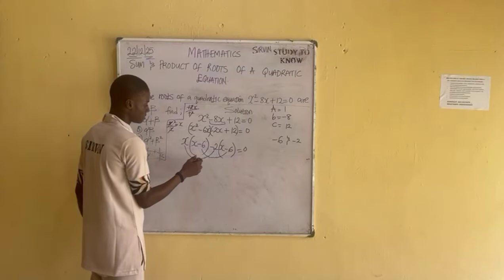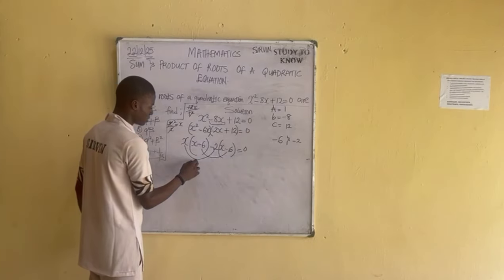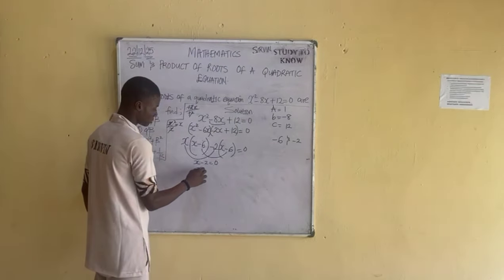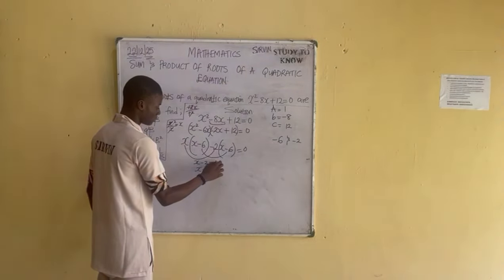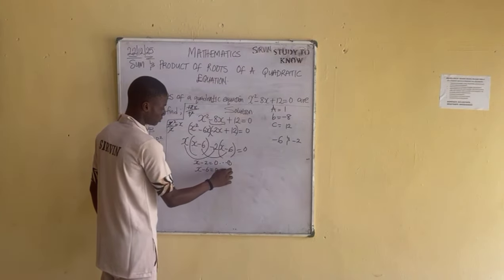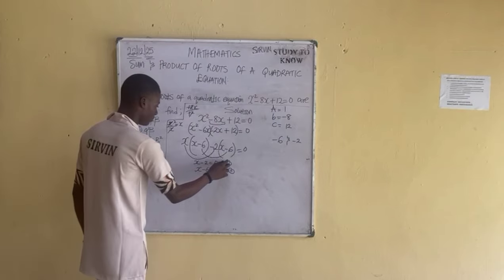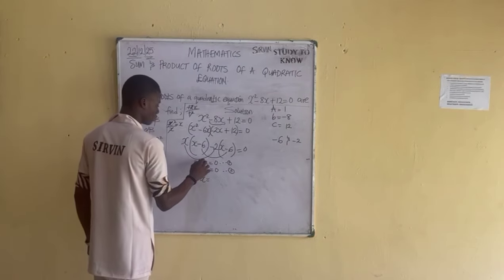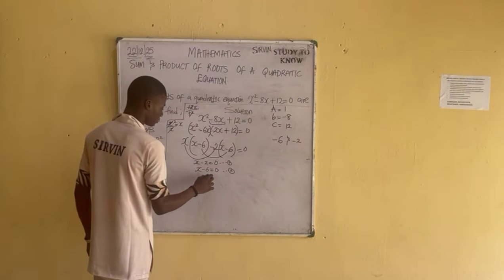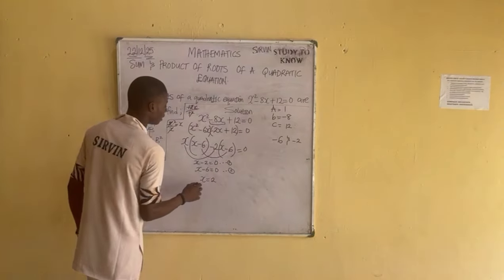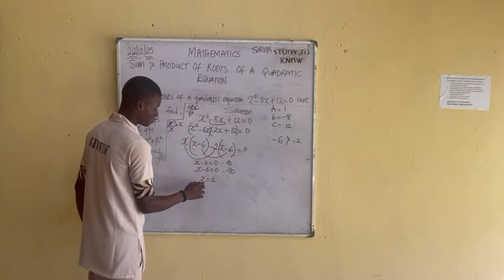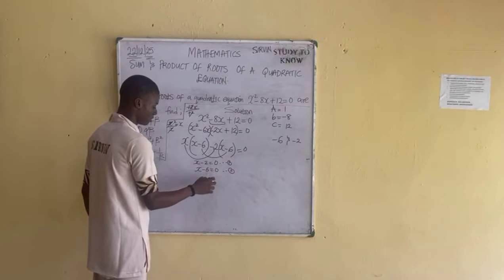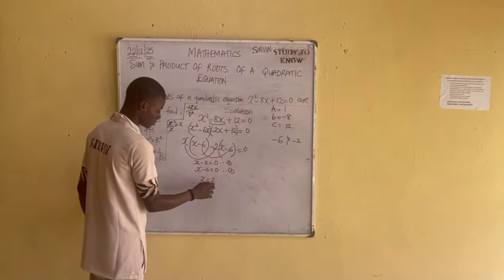So now, x minus 6, x minus 6. Take the outer one and take the inner one. So x minus 2 equals 0, and x minus 6 equals 0. Call it equation 1 and equation 2. From equation 1, x is equal to what? This minus 2 crosses over to the other side, so x is 2. And from equation 2, x is equal to what? This minus 6 crossing over changes the sign from minus to plus, so we have 6.